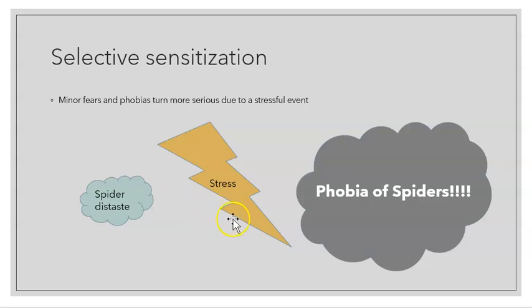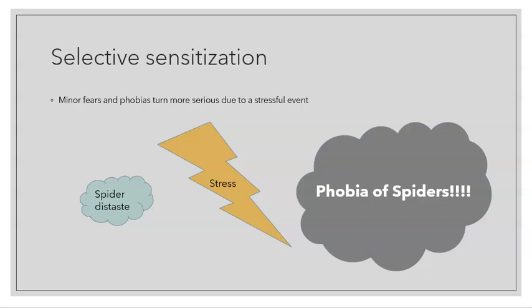But then something stressful in your life occurs. So maybe you get a divorce. Maybe you lost your job. Maybe you got sick. Something that causes extreme stress in your life will take this mild distaste for spiders and turn it into a full-blown phobia of spiders. Turns this cute little blue cloud into this dark, menacing, giant gray cloud of spiders. Okay, so you can see how a mild distaste can turn into a full-blown phobia because of some sort of life stress.